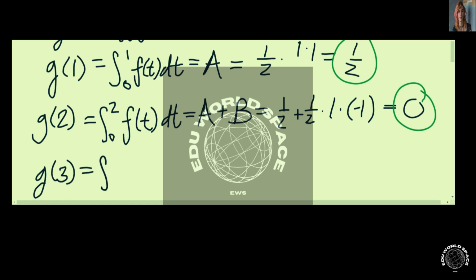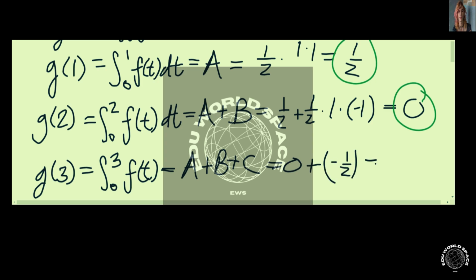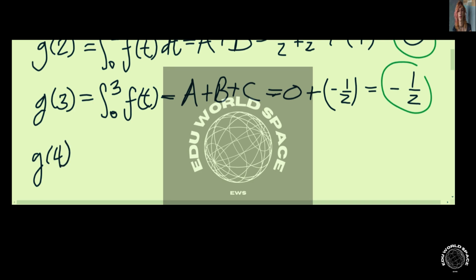Likewise, g of 3 is the integral from 0 to 3 of f of t. This is the area of triangles A, B, and C, which is just the area of triangle C, which again is -1/2, and so this is -1/2. Likewise, we find that g of 4 is areas of A, B, and C plus the area of D as well, and this turns out to be 0.